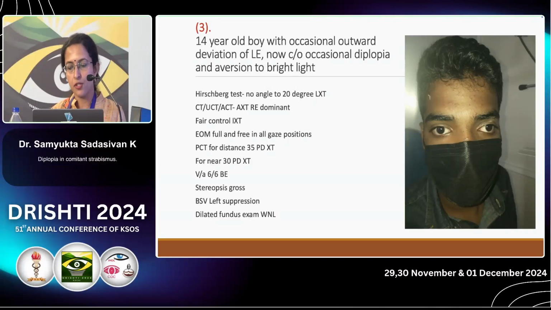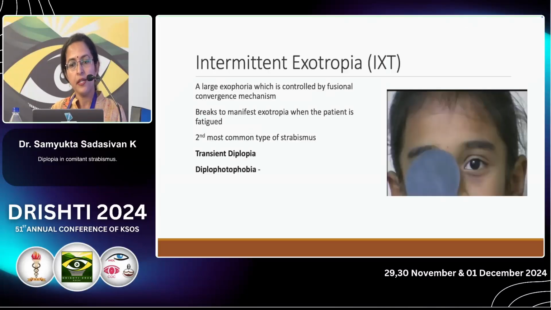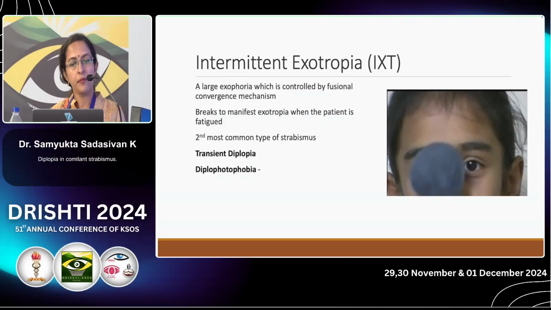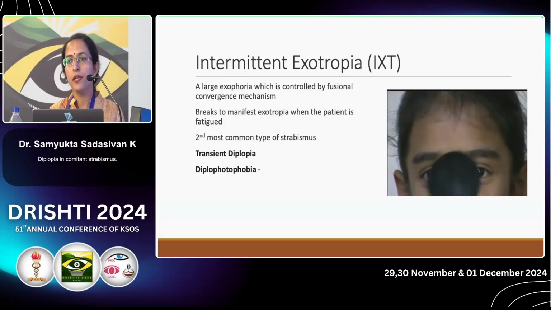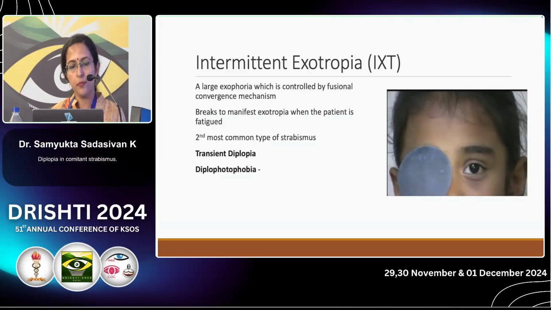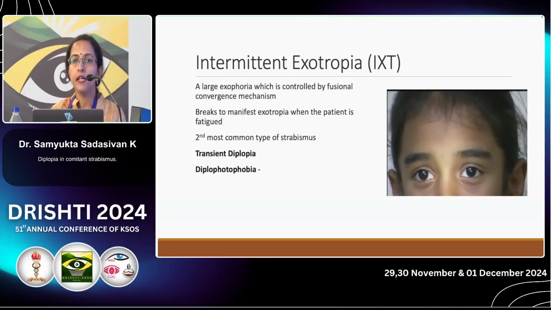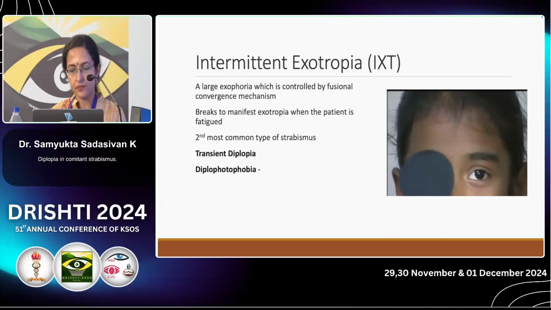Fundus examination was within normal limits. So he was diagnosed with fair control intermittent exotropia. Recess resect was done in the left eye. Post-operatively, orthophoria was achieved. So we know intermittent exotropia is the second most common type of strabismus. A large exophoria which is controlled by fusional convergence mechanism breaks down to manifest exo when the patient is fatigued. Typical symptoms are transient diplopia or diplophotophobia. They say that the bright light dazzles the retina and that breaks fusion and the patient will experience diplopia.